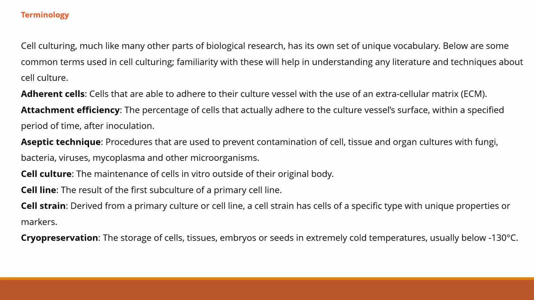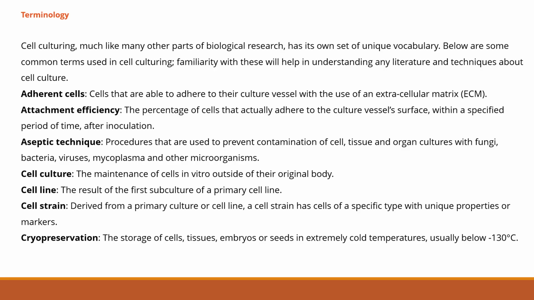And then next is cell culture, that is nothing but maintaining the cells outside of the body of the original organism. And then cell line, that is the result of first subculture of primary cells. When you isolate a cell from an organism and grow it for the first time on a culture dish, it is called a primary cell line. Then when you immortalize them and subculture them into different passages, it's called passage 1, passage 2, etc. That is subculturing of cells, wherein it becomes a cell line.